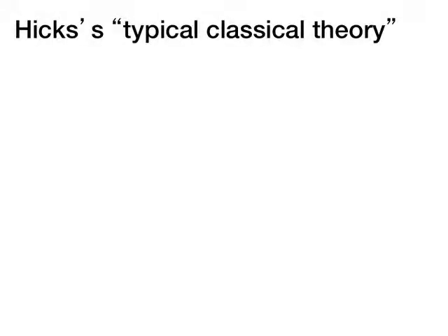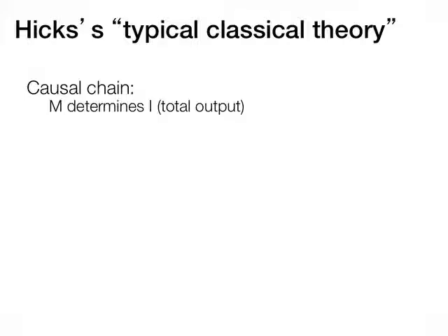So, this is a typical classical theory. The causal chain runs like this. And if you get this, you'll get the rest of it. If you understand this, you'll get the rest of it.